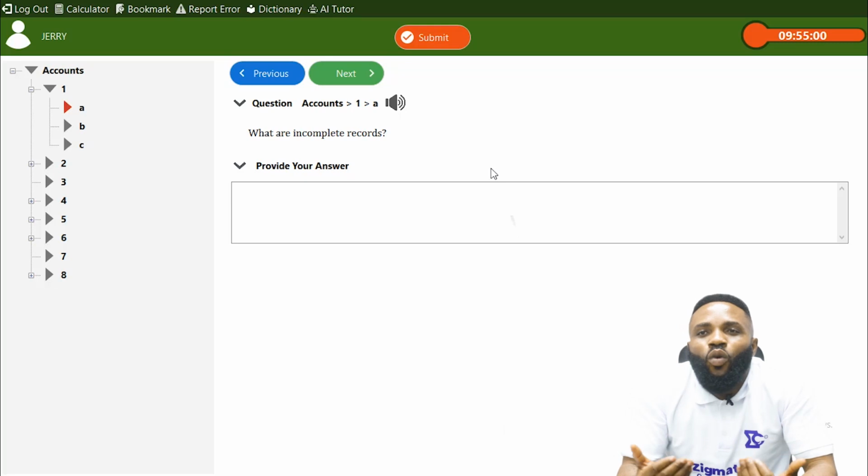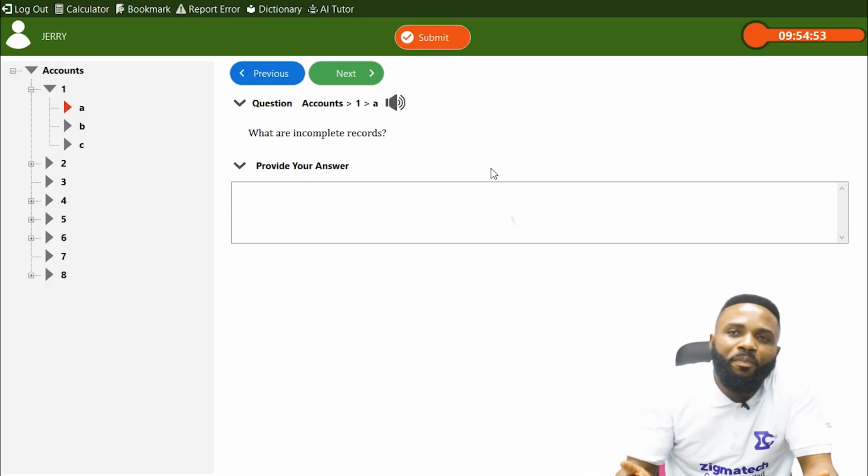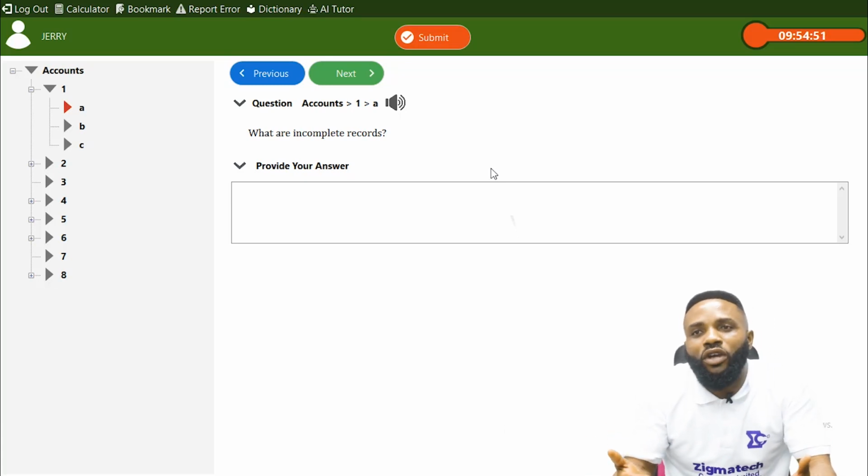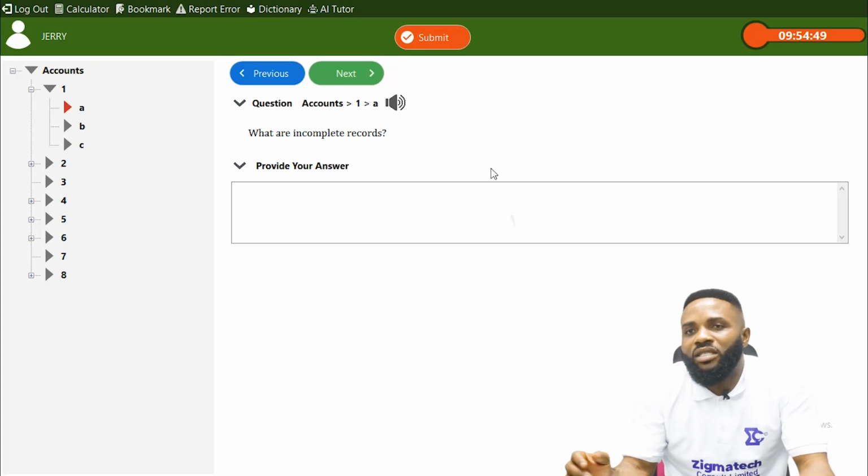So if you are asked, what are incomplete records? Simply put, incomplete records are records that do not conform to the double entry bookkeeping system. That is it.